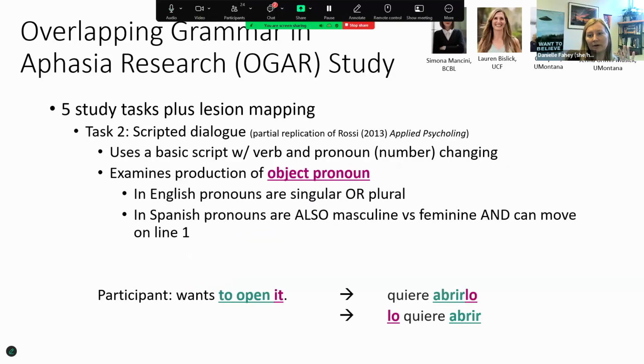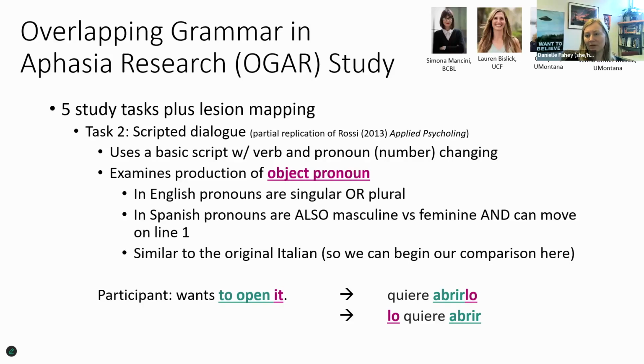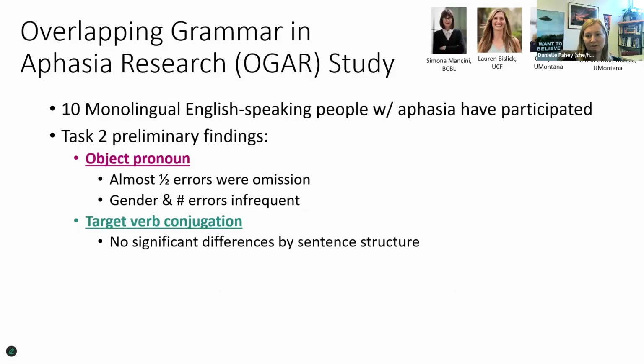So I'm going to focus my discussion on the object pronoun because this is the structure that the original study, Rossi 2013, examined in our partial replication. And you can see the comparison in the Spanish. The object clitic can be modified not just for number, but also must agree on the grammatical gender. And furthermore, it can vary in location, not so much in English. So we're going to focus a comparison on the Italian because we don't have the Spanish data to compare to.